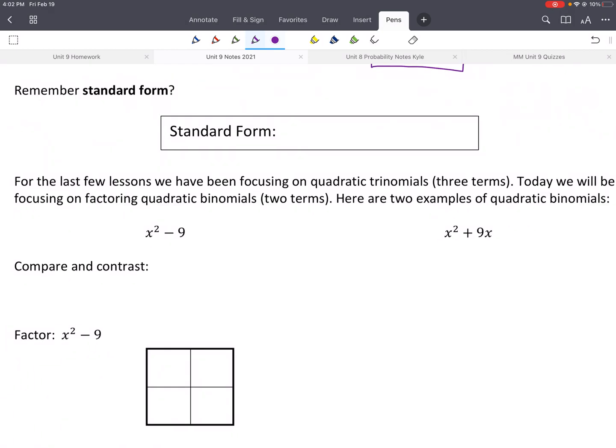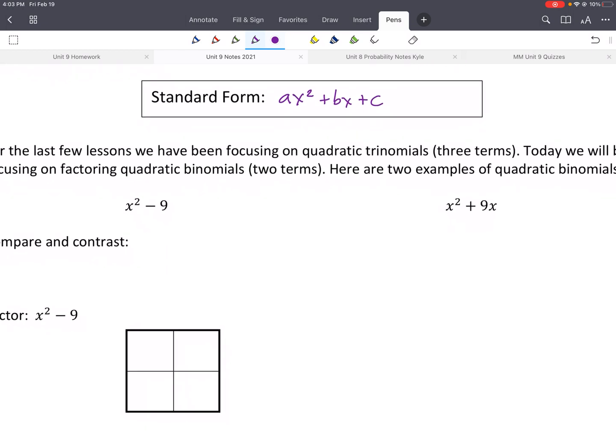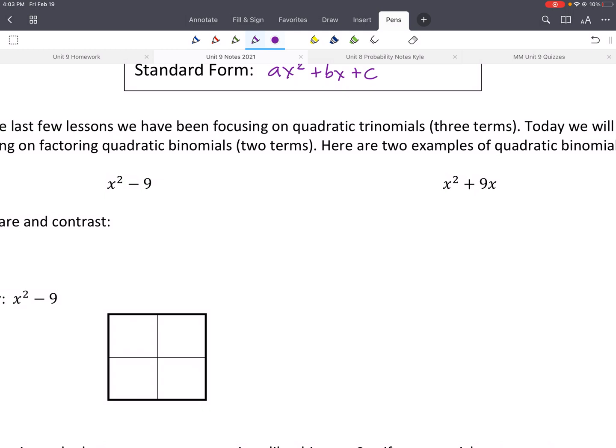But remember, before we get any further, let's make sure we remember what standard form is. That's our ax squared plus bx plus c. For the last few lessons, we've been focusing on quadratic trinomials, which means we have three terms. But today we're going to focus on factoring quadratic binomials that have two terms. So here's two examples of quadratic binomials.